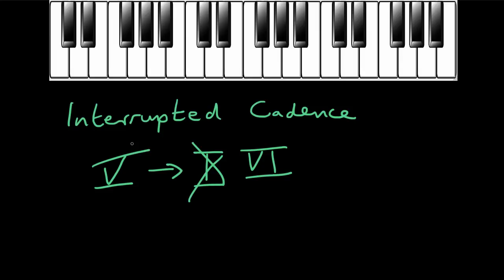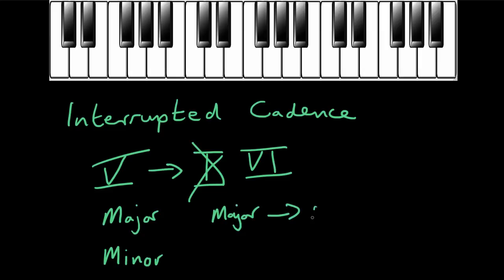Let's just have a listen to a couple of interrupted cadences, one in a major key and one in a minor key. And the reason that I am going to do two examples is because they have a slightly different sound. In a major key, we're moving from chord 5, which is always major, to chord 6, which is always minor.